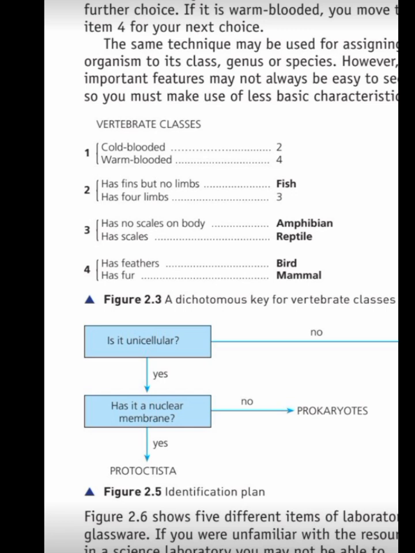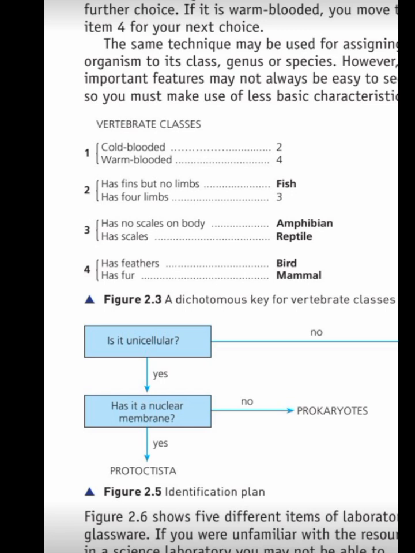Now we move back to the first step, where we said if it is warm-blooded, move to step 4. In step 4 we discuss whether it has feathers or fur. If it has feathers, it is classified as a bird, and if it has fur or hair, it is classified as a mammal. This is the method used to identify the groups of vertebrates. Warm-blooded animals are divided on the basis of their body covering. Feathers identify the birds, while fur or hair identifies the mammals.